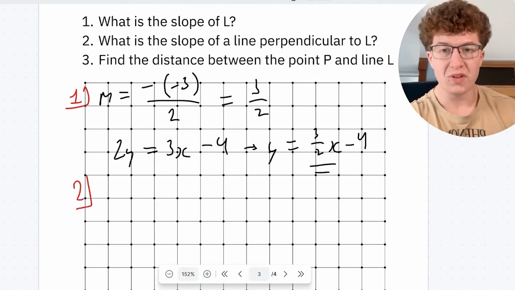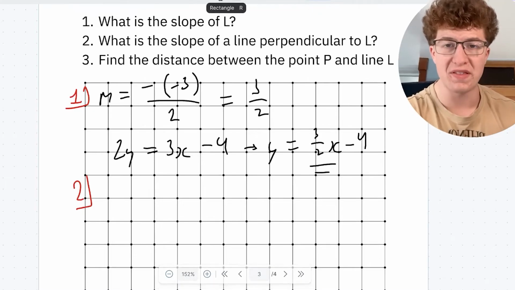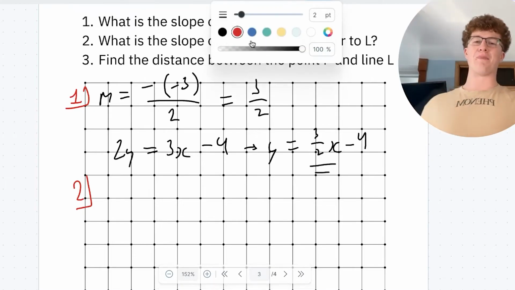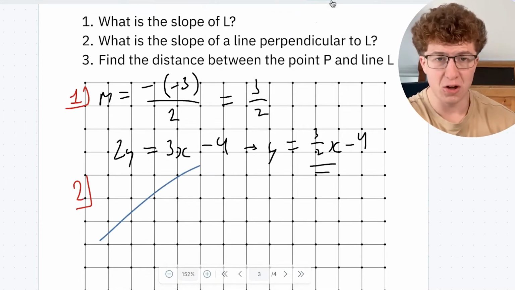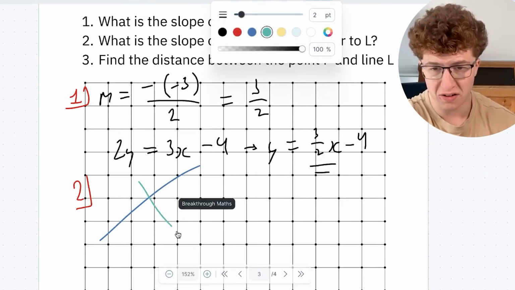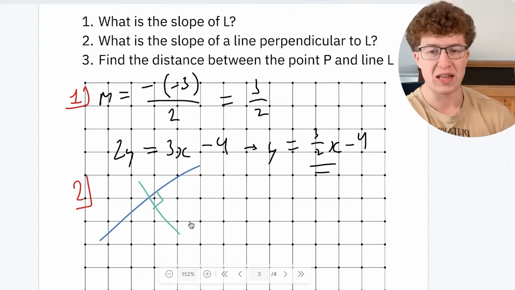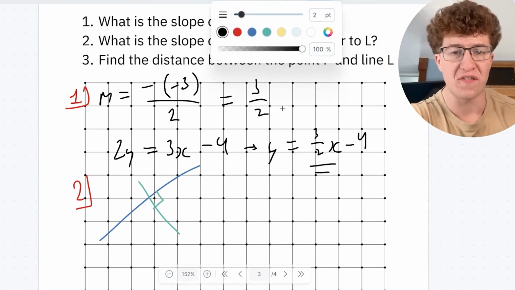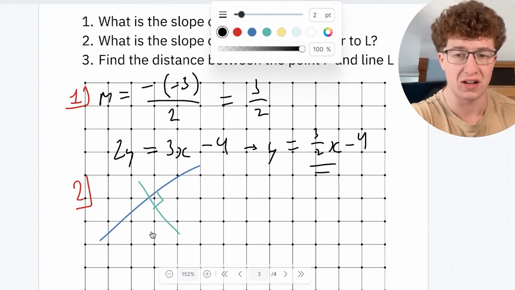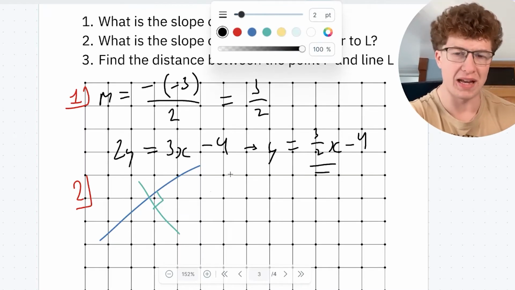2. What is the slope of the line perpendicular to L? So remember, say our line L looks something like this. For the slope of the line perpendicular, so there's a right angle, 90 degrees between them, all we're going to do is flip the slope of the other line, the blue line we'll say, and make it a negative.